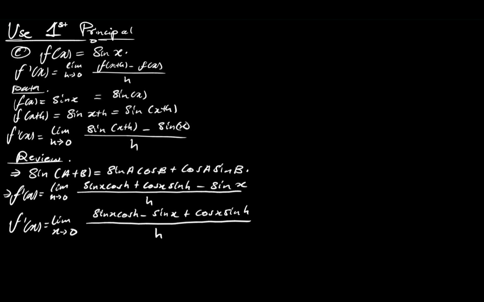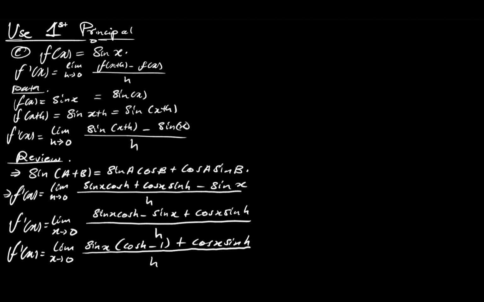Then after that, we can factor out the sine x. So f prime of x is equal to lim as h approaches 0 of sine x, so this will give us, factor out, we get cos h minus 1 plus cos x sine h over h. Once we do this, we'll have this portion here. So we can't plug in directly. So what we're going to do is to now split the single fraction into two fractions.